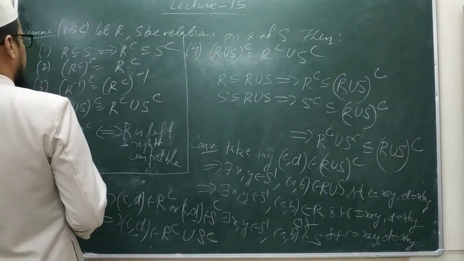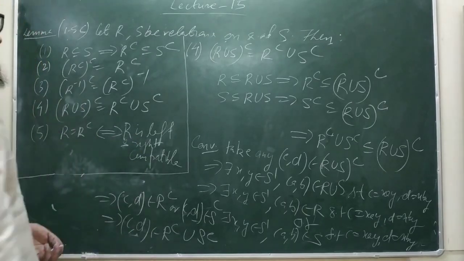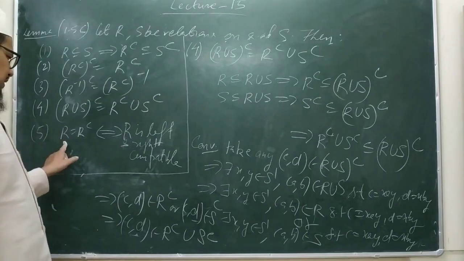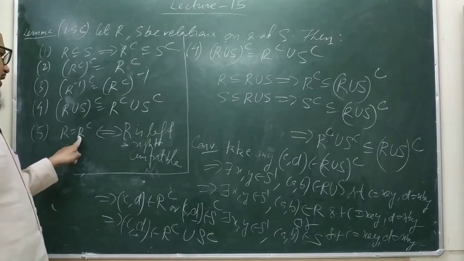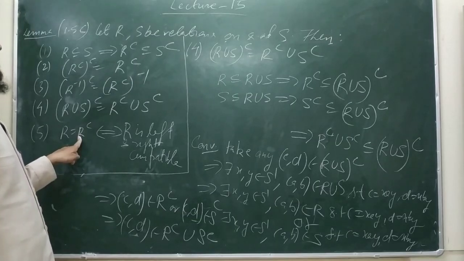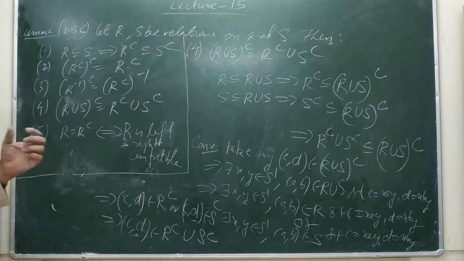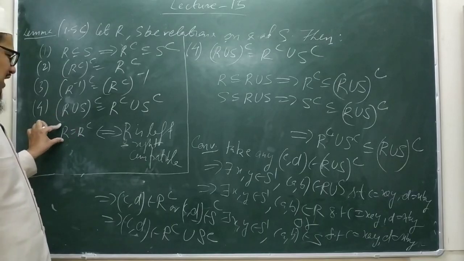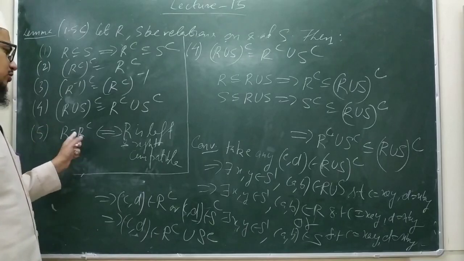The fifth part, last part, that is R equals RC if and only if R is left compatible and right compatible. One part is trivial. When R is equal to RC, we have already proved that RC is left and right compatible. So automatically R will become left and right compatible because R is equal to RC. Now you have to prove the converse side.